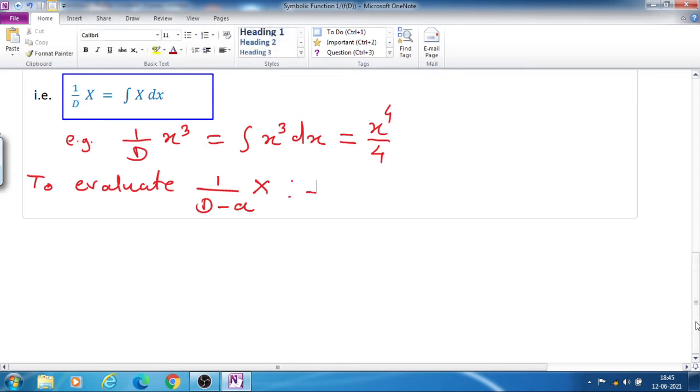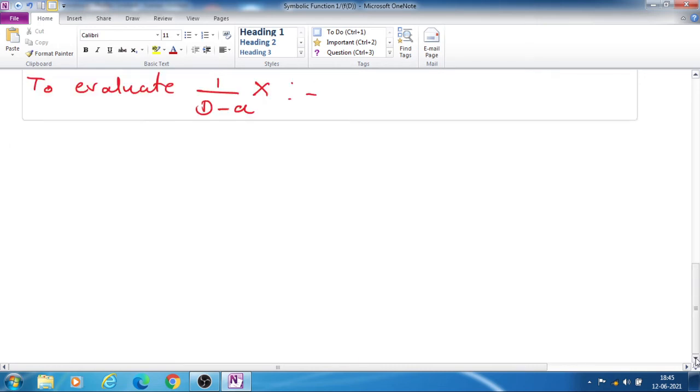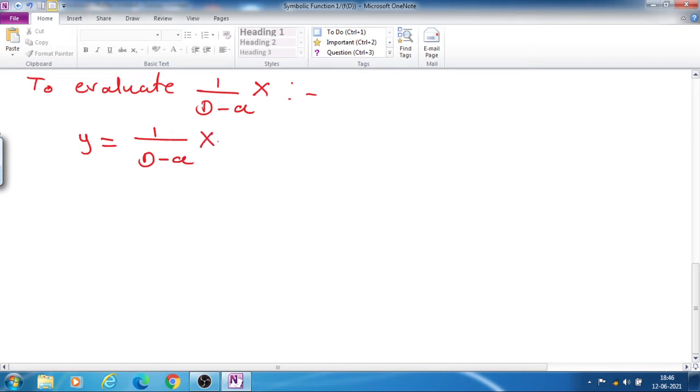So many times we have to do this to find the particular integral. To find the value of 1 upon D minus a into capital X, consider this as y, that is y is equal to D minus a into 1 upon D minus a into capital X. So we have to find the value of y. We solve this by multiplying by D minus a, and we get D minus a into y is equal to capital X.